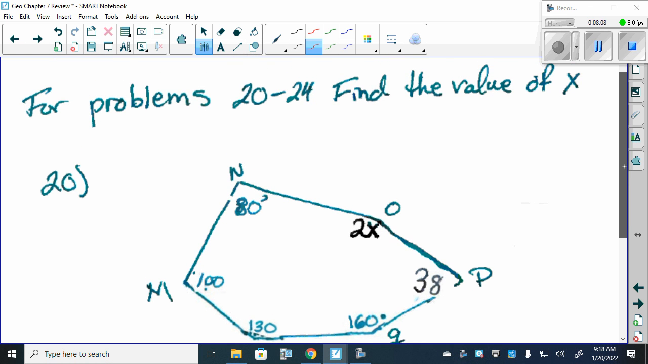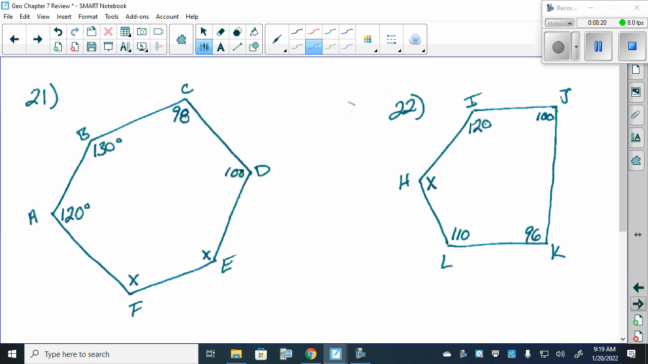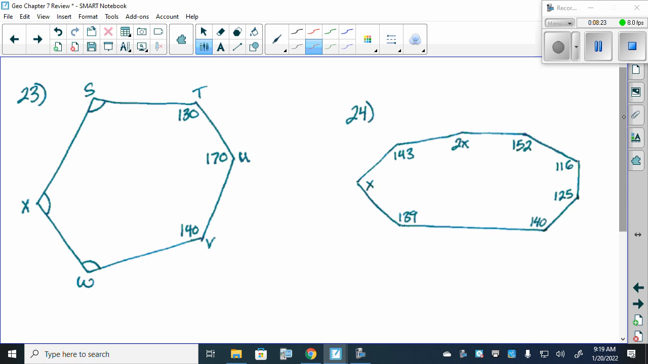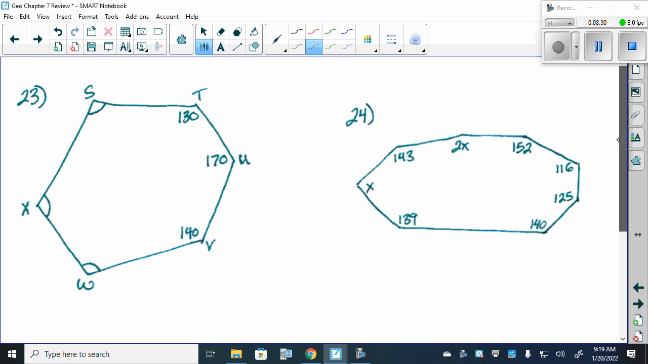For problems 20 through 24, find the value of x. Which one of these do y'all want to look at? 20, 21, 23? So looking at 23, we want to find the value of x. It's not specifically written in, but really we're looking for these 3 angles. And they're going to be congruent because the mark inside the angle lets you know that these 3 angles are going to be the exact same.